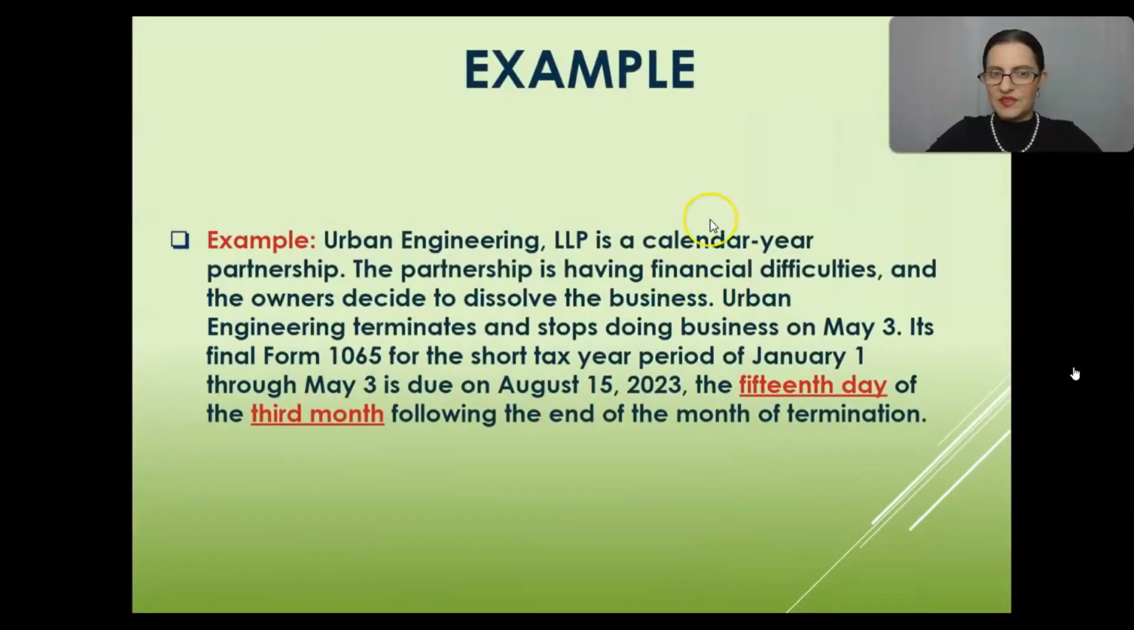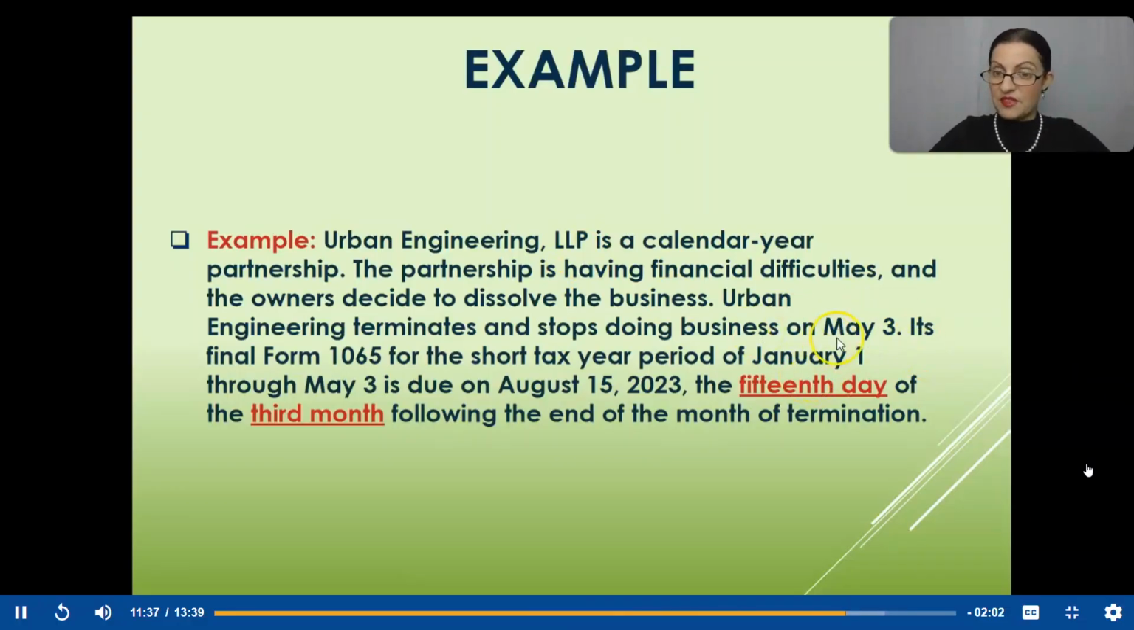And let me give you an example of this. Example, Urban Engineering LLP is a calendar year partnership. The partnership is having financial difficulties, and the owners decide to dissolve the business. Urban Engineering terminates and stops doing business on May 3rd. So in this case, this is an LLP, so the owners of the business would have to legally dissolve this business at the state level. They'd have to dissolve the LLP. And then you'll get paperwork back from the Secretary of State that will have the date of dissolution on the paperwork. And in this case, it was May 3rd.